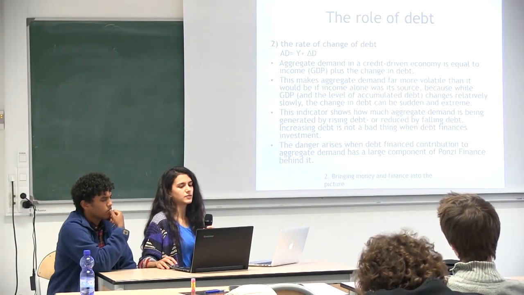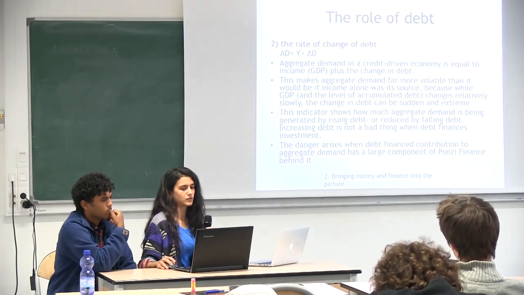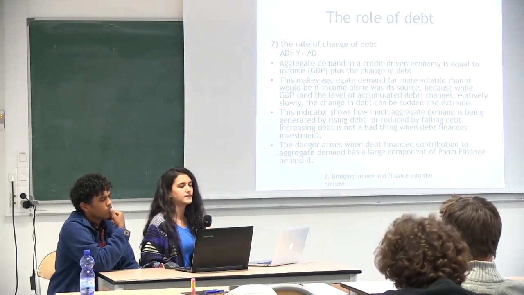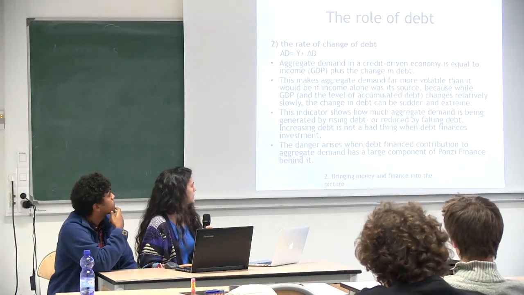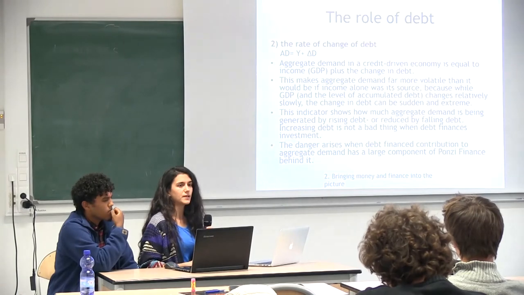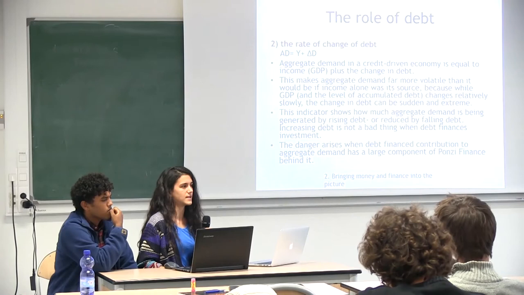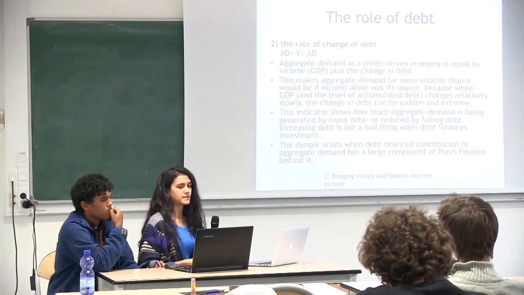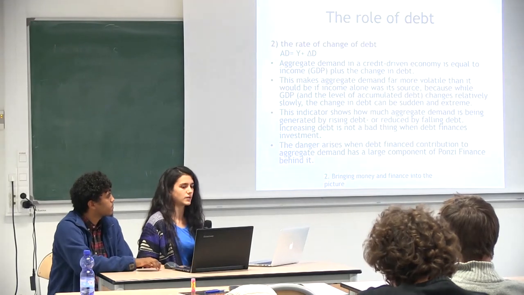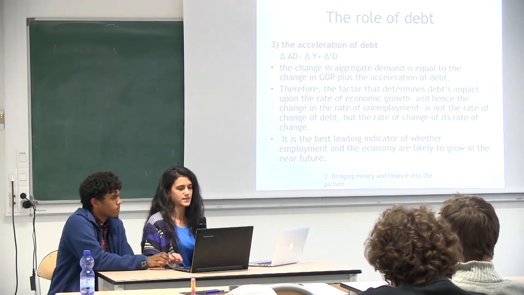Therefore, this indicator signifies the amount of aggregate demand that is the result of rising debt, and the change of debt is interpreted in two ways by Professor Keane. Firstly, increasing debt may be acceptable when it finances investments on the one hand, but it can be unacceptable when contributing to aggregate demand through a significant dimension of Ponzi finance.